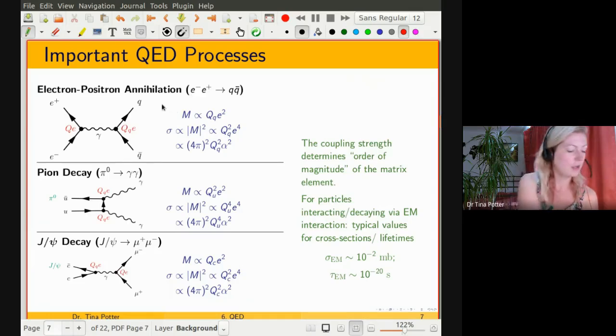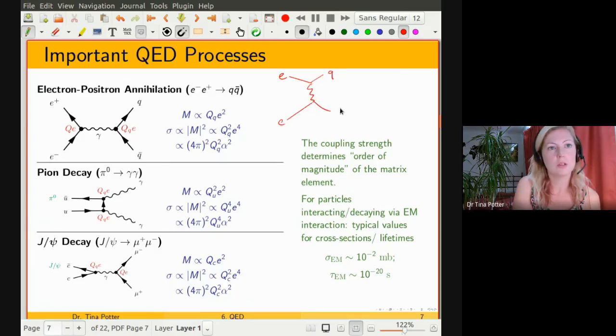There's no vertex, for example, that will change an electron into a quark like this. There's no such vertices as these. That's not allowed. So we've only got the annihilation and then pair production diagram, this s-channel diagram.